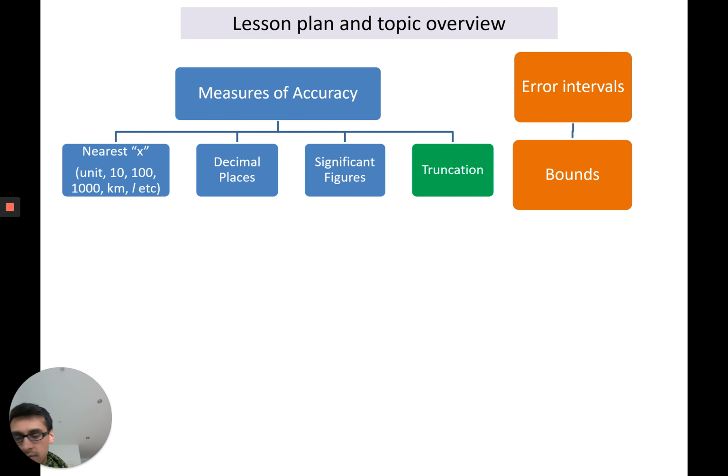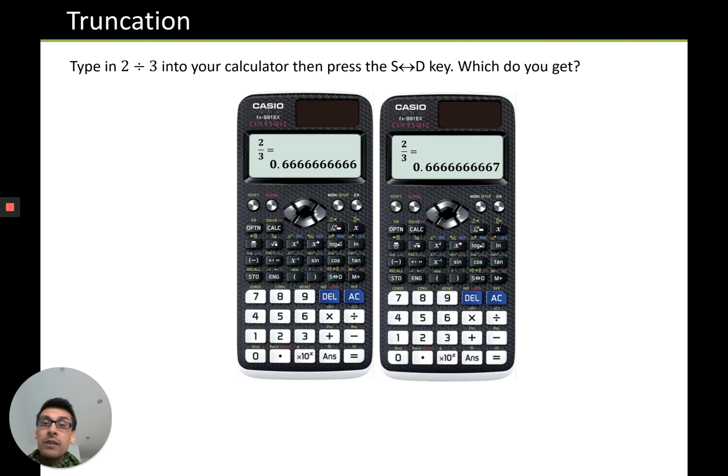So if you put 2 divided by 3 into your calculator and then you press the S-D decimal key, what do you get? You're either going to get 0.6 recurring with the 6 at the end of your display, or you're going to get a 7 at the end of your display. If you have an older calculator, you're probably going to have what's on the left. And what the older calculators do is they just cut off the number. They don't round it. They're not programmed enough to do that.